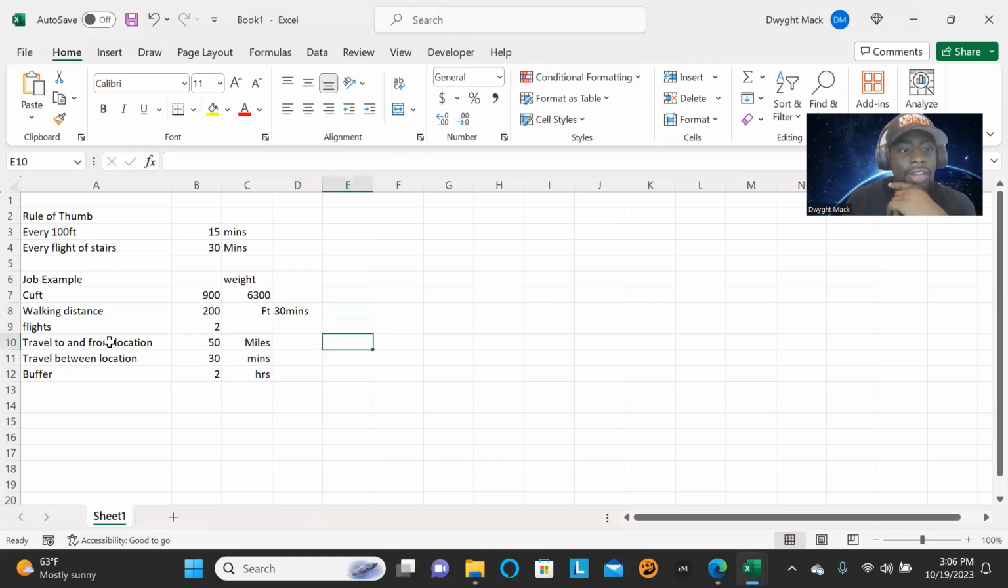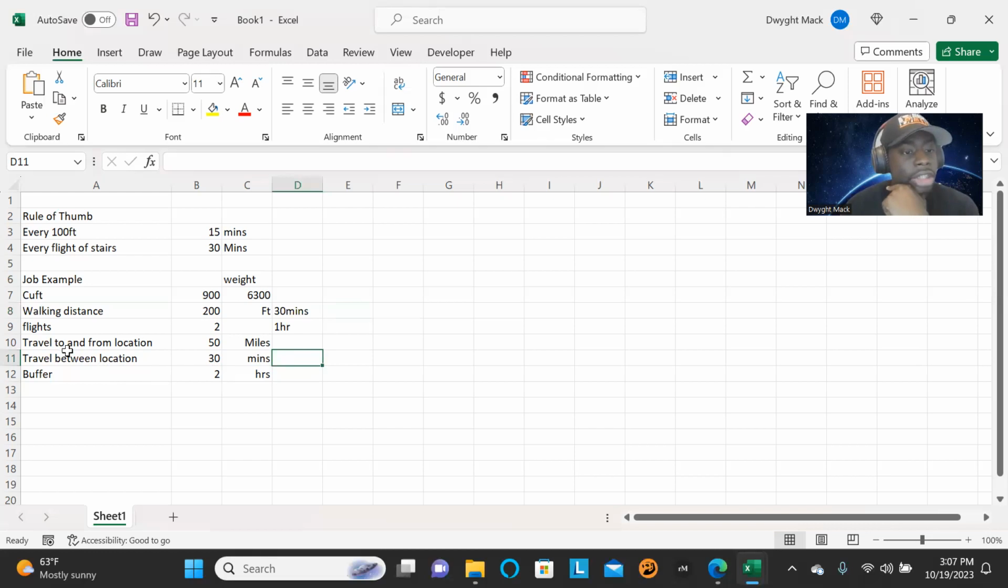And then they have one flight at each location, because maybe they have a house and they're going up to the second floor at each location. So one flight of stairs at each location. So that's 2. So that's going to be 30 minutes times 2, which is going to be 1 hour.